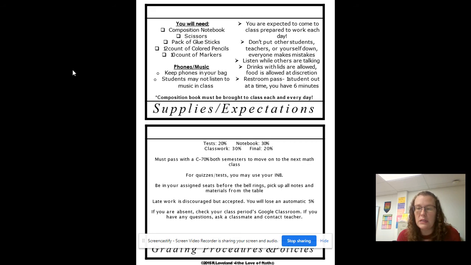Drinks with lids are allowed. Just make sure that it has a lid on it and it doesn't stay on the table with your Chromebooks. And food is allowed. We just need to make sure we clean up our mess after we're finished. We do have restroom passes. I showed you how to get to that hall pass link. Just make sure you sign out when you leave and sign back in when you get back to the class.